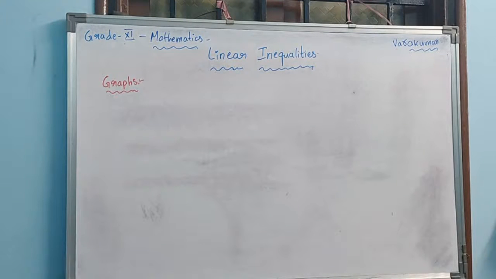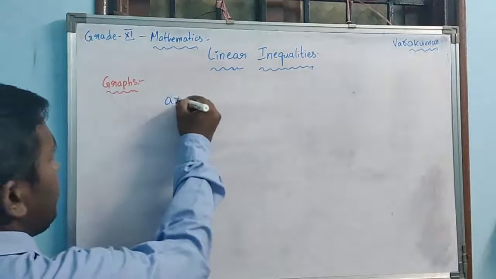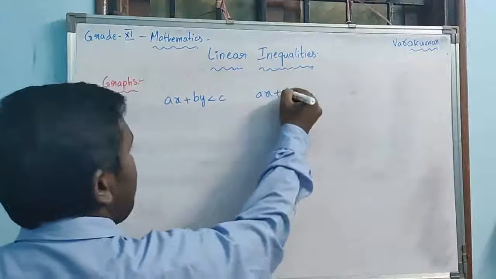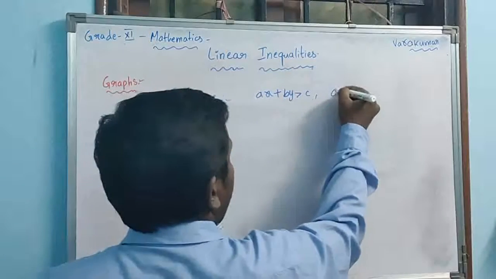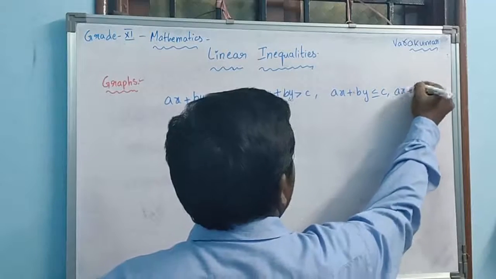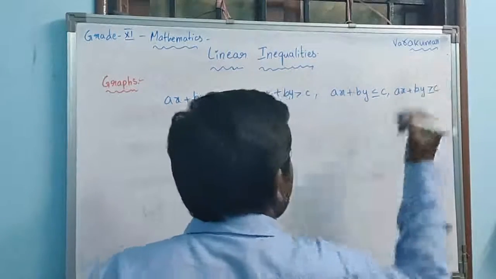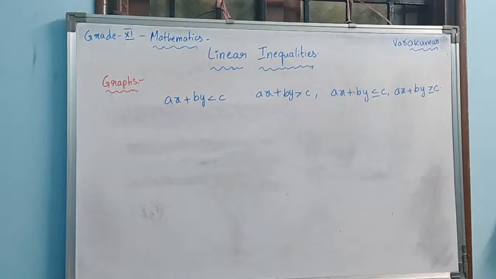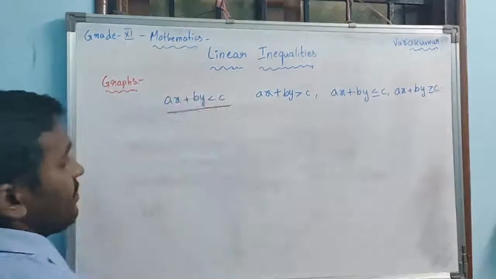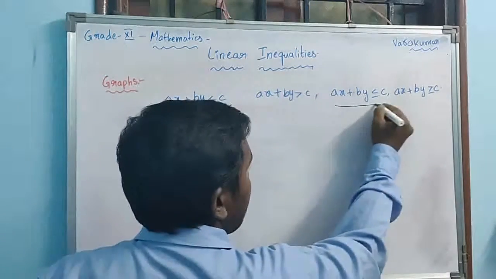First, what are the inequations we have? ax plus by less than c, ax plus by greater than c, ax plus by less than or equal to c, and ax plus by greater than or equal to c. These types of inequations we have learned already. If the inequations are given like this, how can we plot them? I'm taking an example of ax plus by less than c, and then I'll connect it to ax plus by less than or equal to c.